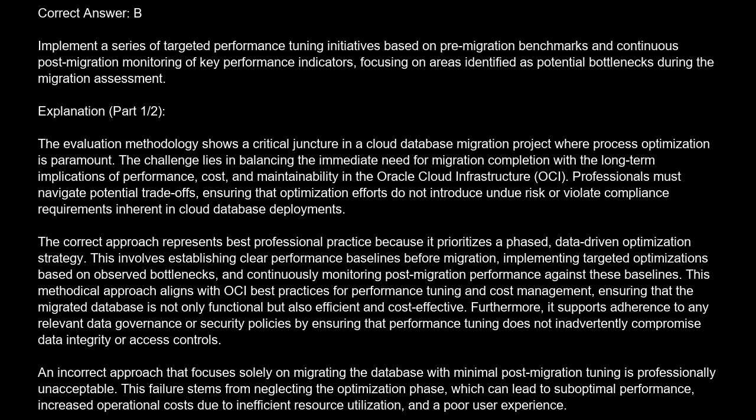Furthermore, it supports adherence to any relevant data governance or security policies by ensuring that performance tuning does not inadvertently compromise data integrity or access controls. An incorrect approach that focuses solely on migrating the database with minimal post-migration tuning is professionally unacceptable. This failure stems from neglecting the optimization phase, which can lead to suboptimal performance, increased operational costs due to inefficient resource utilization, and a poor user experience.